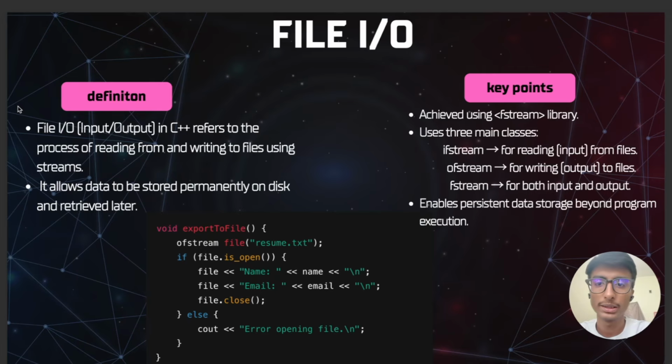Okay, so the final step. Finally, I implemented file handling, also known as file input output. It will use the library fstream, which we will learn later. This allows the program to store the resume permanently on the disk as a .txt file. Once saved, the file can be opened, edited, shared, or printed just like a real resume. So here I have given you an example of my code where I used file input output.